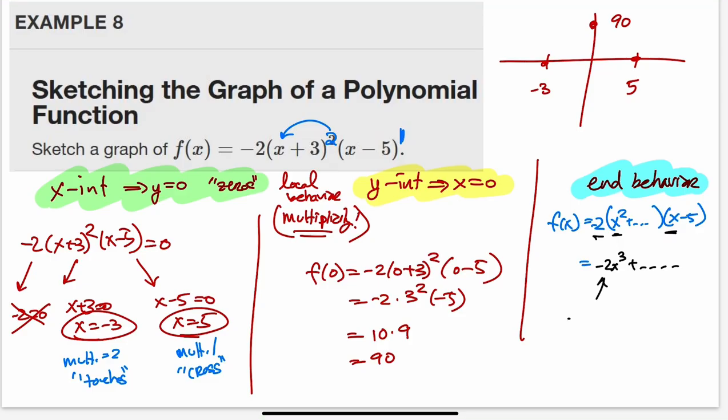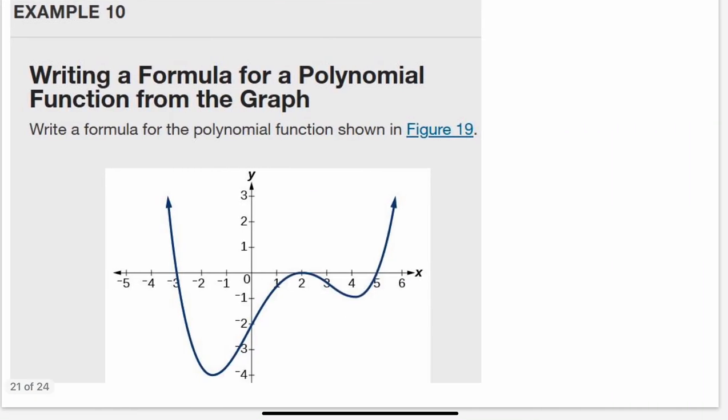So this means we would have an odd degree, but a negative leading coefficient. So negative and odd means we have up and down at the ends. As it's coming in towards -3, we said it touches, so it does this. But then we know at some point it has to go through 90, and then at some point it has to go back this way, and it crosses at 5. So it looks something like this. Okay? All right. That's example 8.